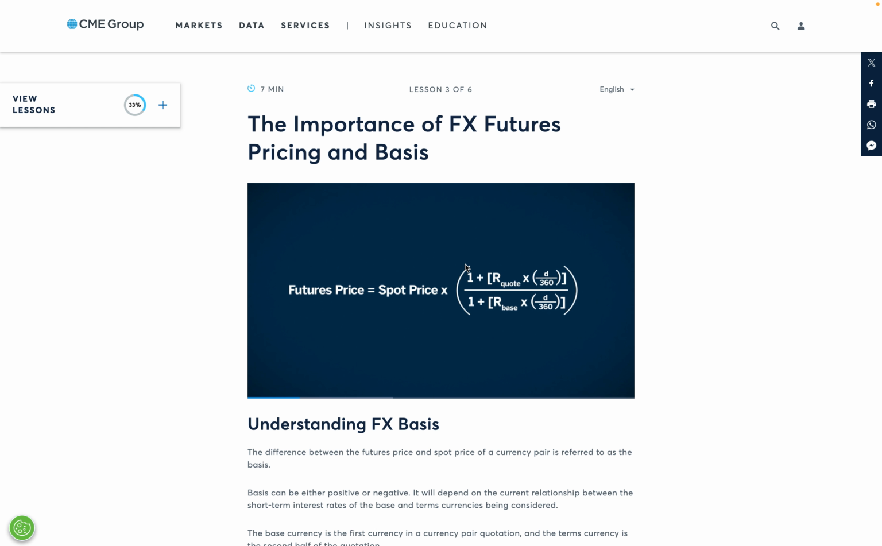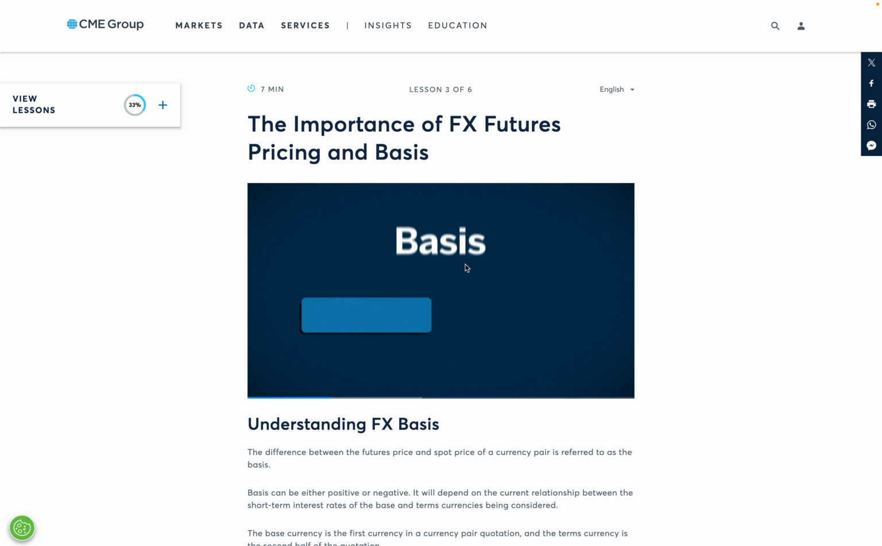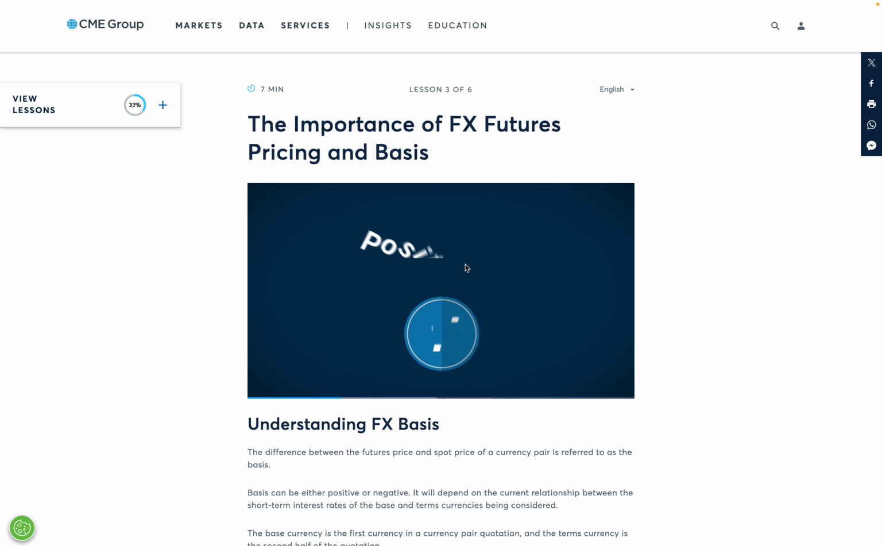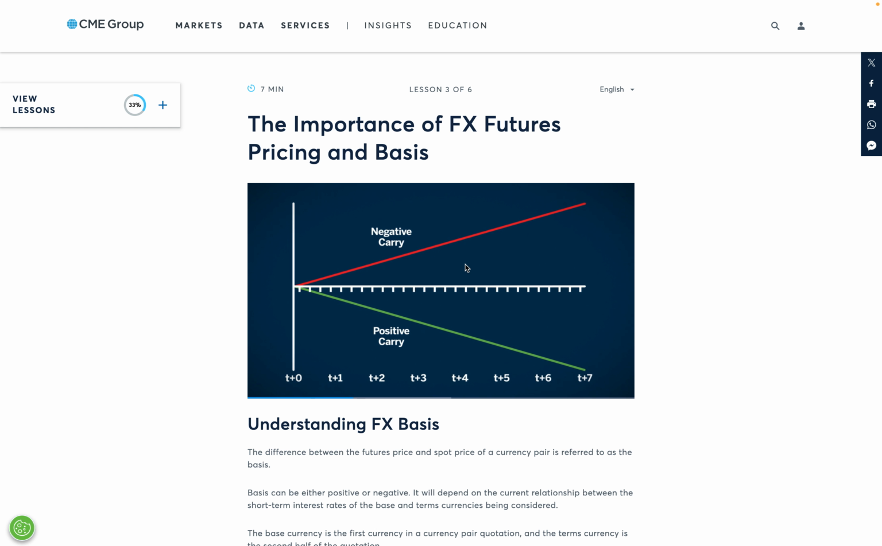What does the pricing formula look like? In the FX futures price formula, R represents the short-term interest rate of a currency, and D is the number of days from trade settlement until expiration. If the short-term interest rate of the quote currency is lower than the short-term interest rate of the base currency, futures should trade at a discount to the spot rate. The basis, futures minus spot, would be quoted as a negative number. This negative number is the result of what is known as positive carry. It is referred to as positive because an investment in the base currency's short-term interest rate generates more income than the income generated by the quote currency's short-term interest rate.